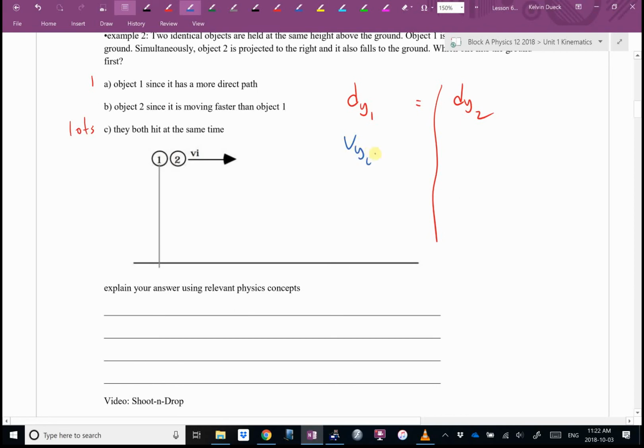What's the initial vertical velocity of object 1? What's VI? What's the initial vertical velocity of object 2? I don't care about the horizontal. Vertically, what's its initial vertical velocity? Because when it starts off, right when it leaves, it hasn't started falling yet. What's the vertical acceleration of object 1? Negative 9.8. What's the vertical acceleration of object 2? Negative 9.8.